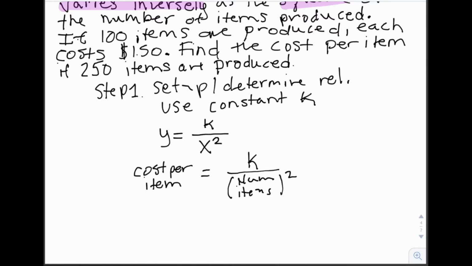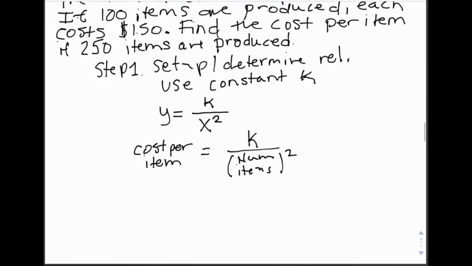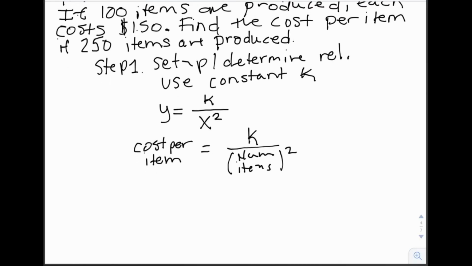Okay, let's go ahead and substitute our first set of given values to find k. So substituting our first set of values, that's going to be the 100 and the cost, which is $1.50. So let's take these values and plug them in. $1.50 is going to be equal to k, which we don't know what it is, but we want to find it. And then how many items? 100 squared.